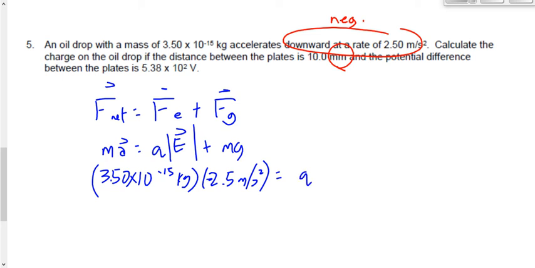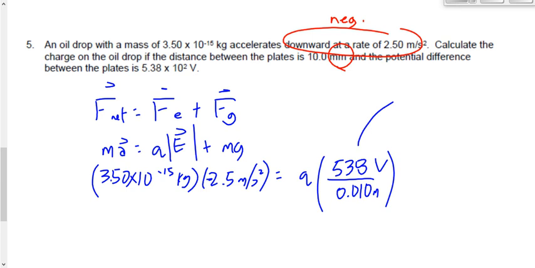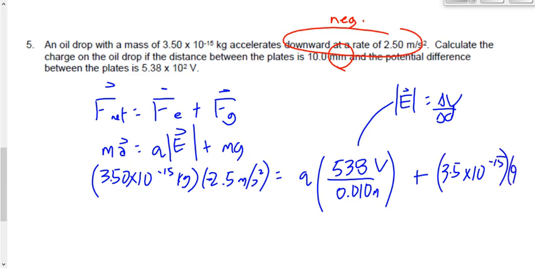Q is what we're looking for. The electric field strength, we don't know, but we do know that it's delta V over delta D, right? 538 volts divided by 0.010 meters. Remember to put the vector sign over top of the E, right? Don't want to get it mixed up with energy. I can't tell you how many people yesterday between the 3 classes mixed up energy and electric field. It happens a lot. Don't mix the two up. Plus the force of gravity, which is 3.5 times 10 to the negative 15 times 9.81.